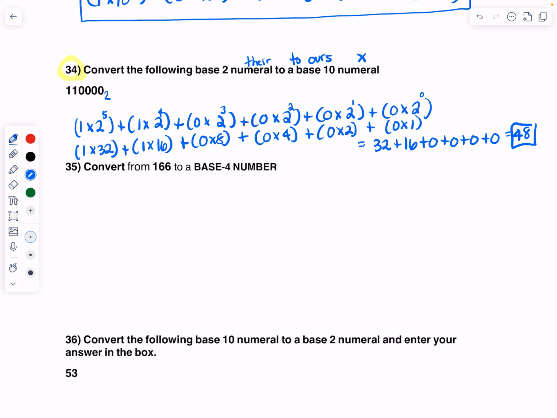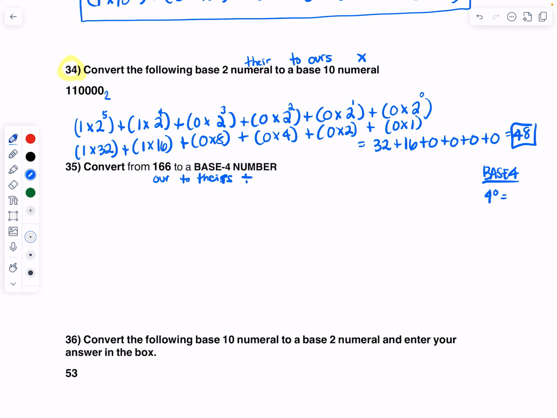Okay, so 35, convert from 166 to base 4. So we're going from our system, this regular number, to theirs. And when you do that, you're going to have to divide. Okay, so my first step is to figure out where I start. I'm in base 4, so I'm going to list out all the bases until I get close to 166.